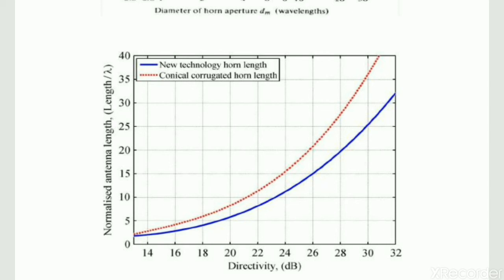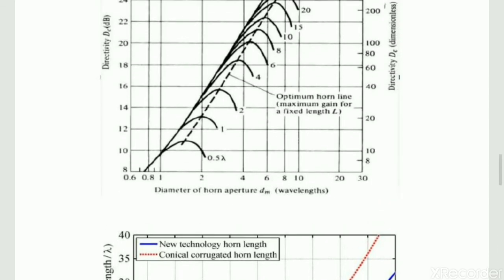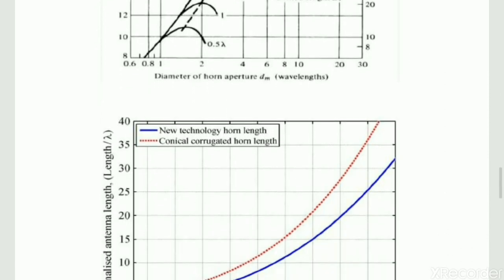So please remember, these are the basic plots or graphs for the directivity and the diameter of the horn aperture, and this is for the antenna length and the directivity.